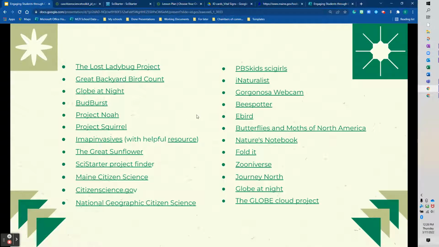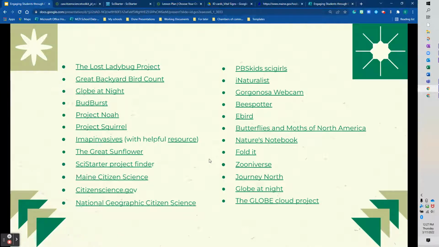So these are all fantastic websites. They're all really great. There's everything from looking at ladybugs to focusing on the citizen science here in Maine, where they have things like heron counts and stuff like that. There's federal ones through citizenscience.gov. There's everything you can possibly imagine, butterflies and night skies, cloud stuff. It's really quite amazing. So use these. They're a really great resource. I said I vetted all of them. They're all fantastic.